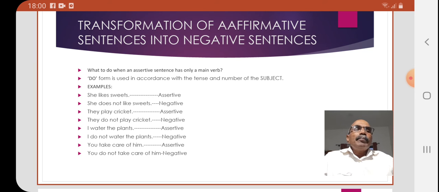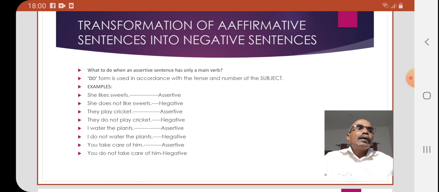You take care of him. Here, the subject is second person singular. It can also be second person plural. Therefore, the verb is in its present tense form. If you change it into a negative sentence, it reads like you do not take care of him.